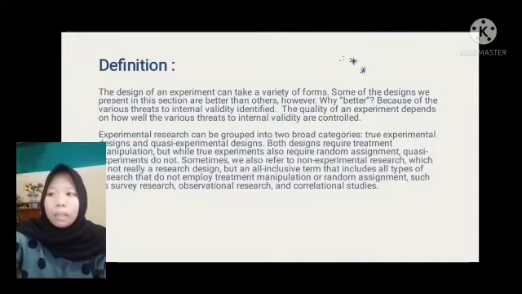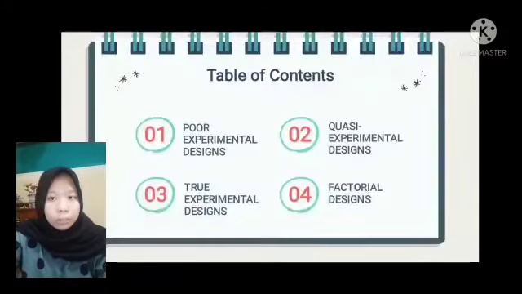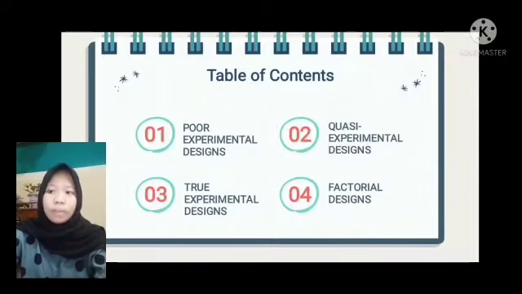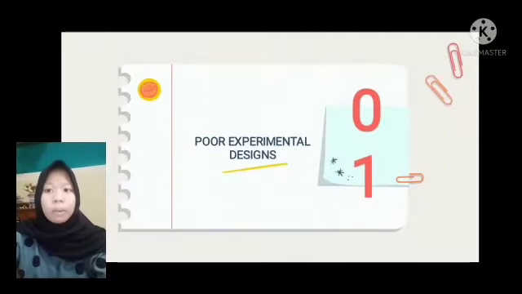And in this chapter we have four contents. The first one is poor experimental design. The second one is quasi-experimental design. The third one is true experimental design. And the last one is factorial design. So we will discuss them one by one. The first one is poor experimental design.